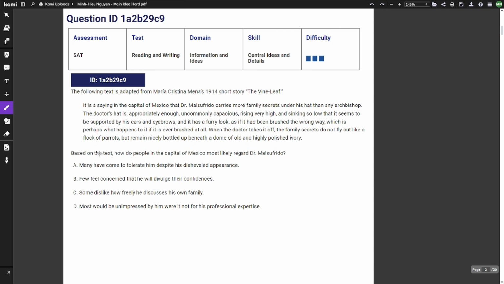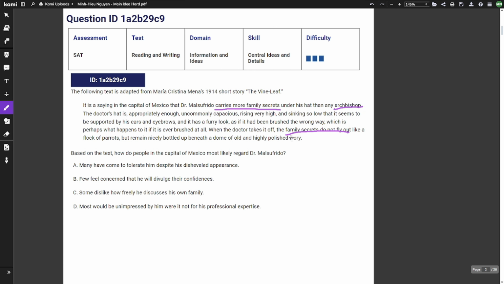Alright, based on the text, how do people in the capital of Mexico most likely regard Dr. Mausufrido? So we know that this Dr. Mausufrido, he's an archbishop, and that he carries a lot of family secrets. Then it starts describing his hat, and at the very end, it says how the family secrets do not fly out. So it's basically saying that this guy has a lot of secrets, and he doesn't go babbling, alright? He doesn't go telling everyone the secrets.